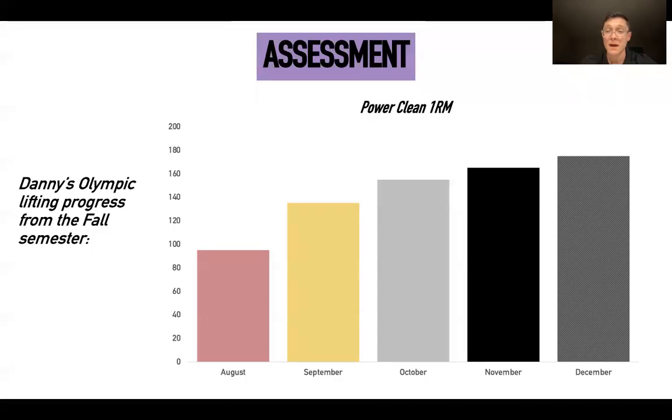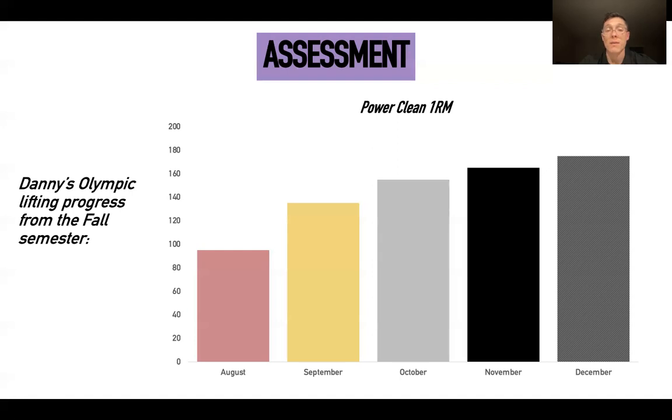So how do we do? I talked about all the different things that we did with Danny. Now it's time to see how he did from the time that he came in as a freshman in August towards the time that he left for Christmas break. So this graph essentially outlines Danny's progress that he made using the interventions that I've outlined in this presentation. And as you can see, in August, his power clean 1 rep max was around 95 pounds. That's what he came in at.